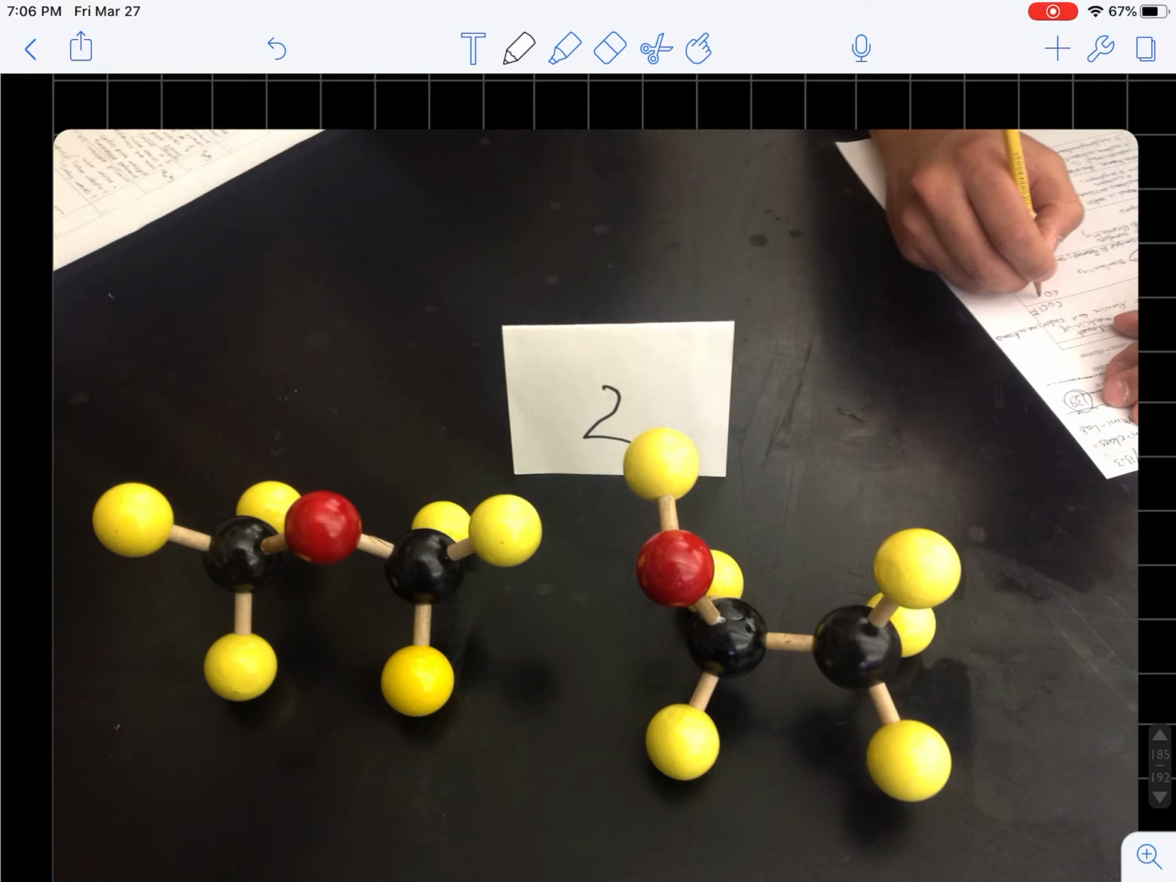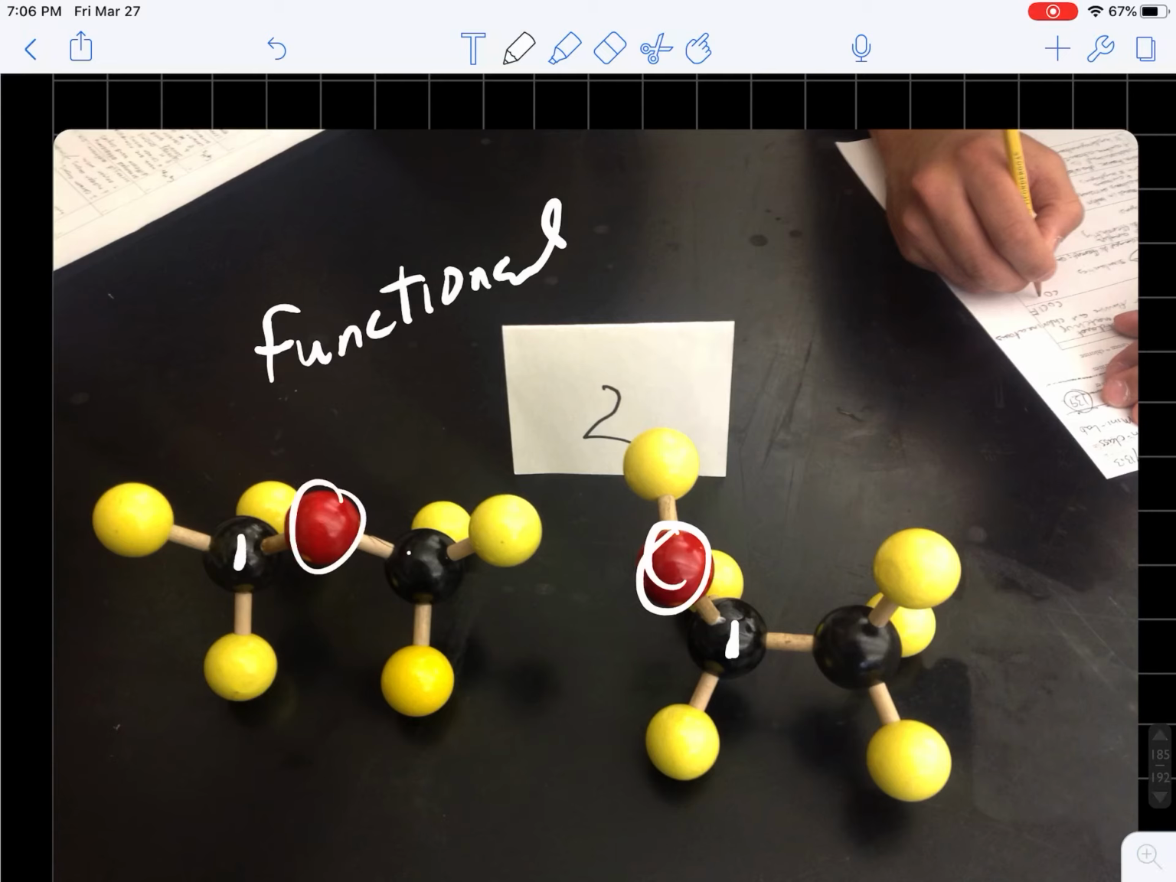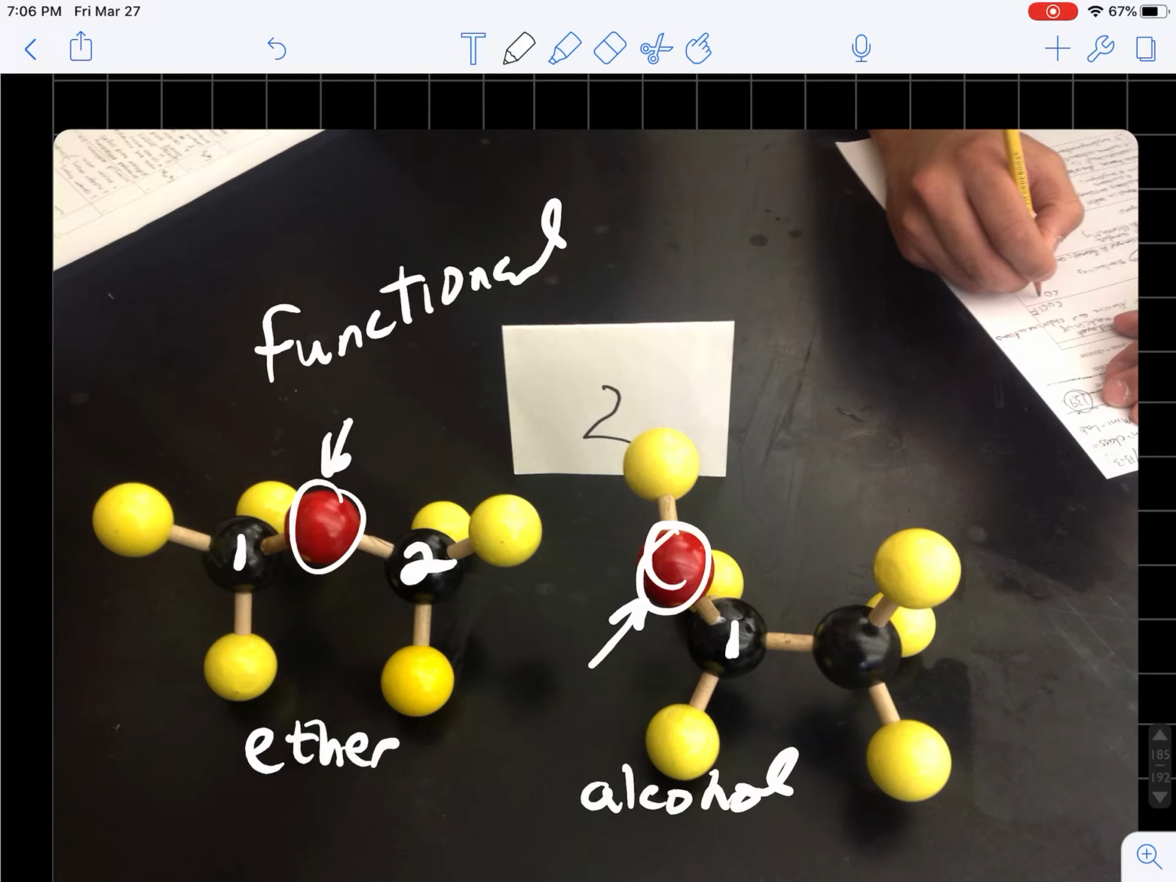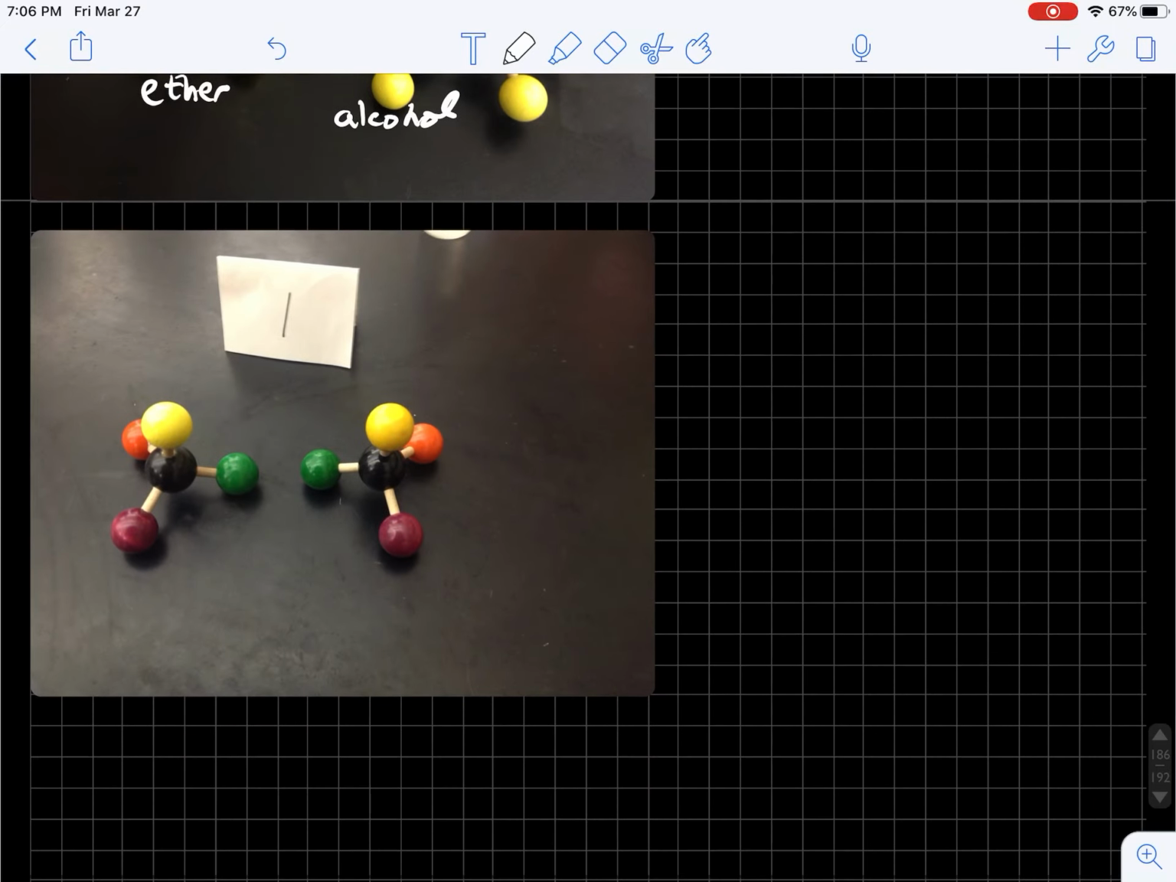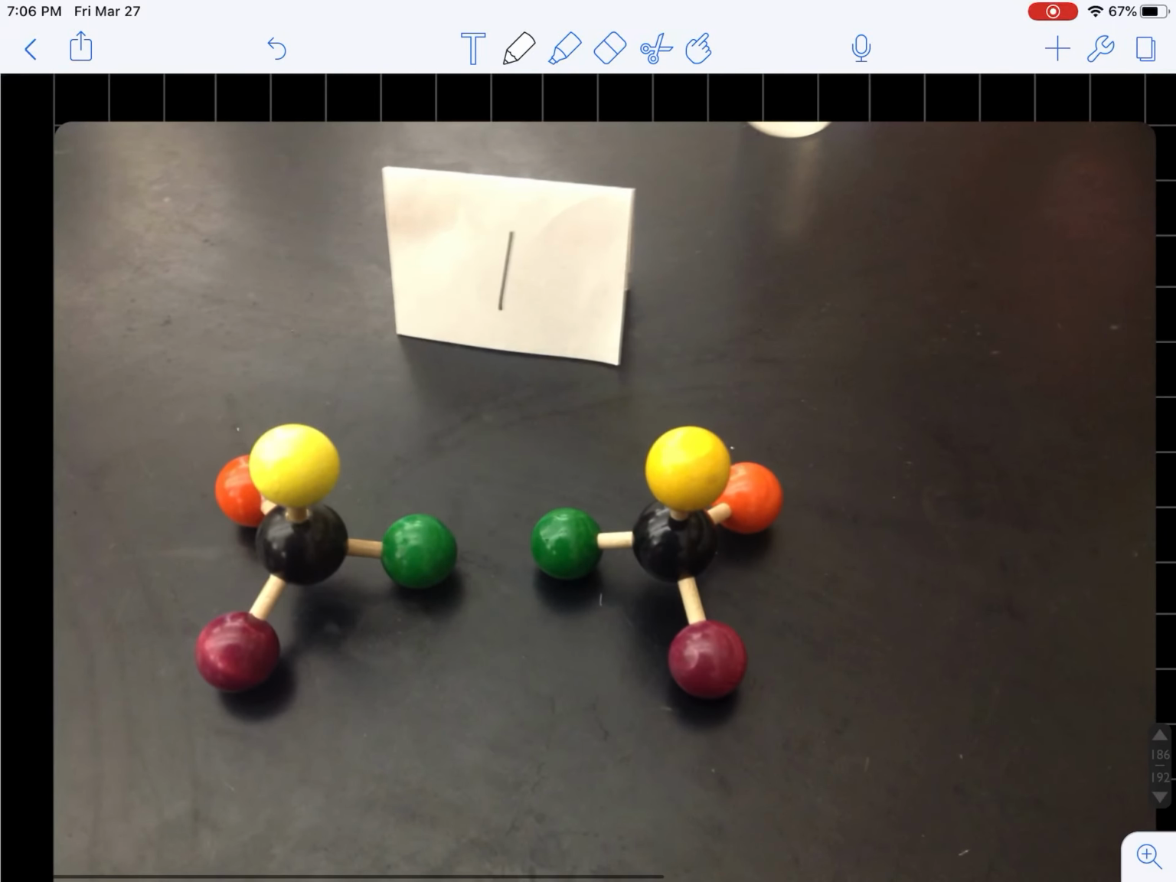Try this one. Pause. Okay, done waiting for you. This is a functional isomer because the oxygen here is connected to the first carbon. This oxygen is connected to the first carbon, but it's also connected to a second carbon. So they're totally different functional groups, where the oxygen is within the carbon chain, and here the oxygen is connected to the end of the carbon chain. This would be an ether, and this would be an alcohol. So they are functional isomers. And then the last one.